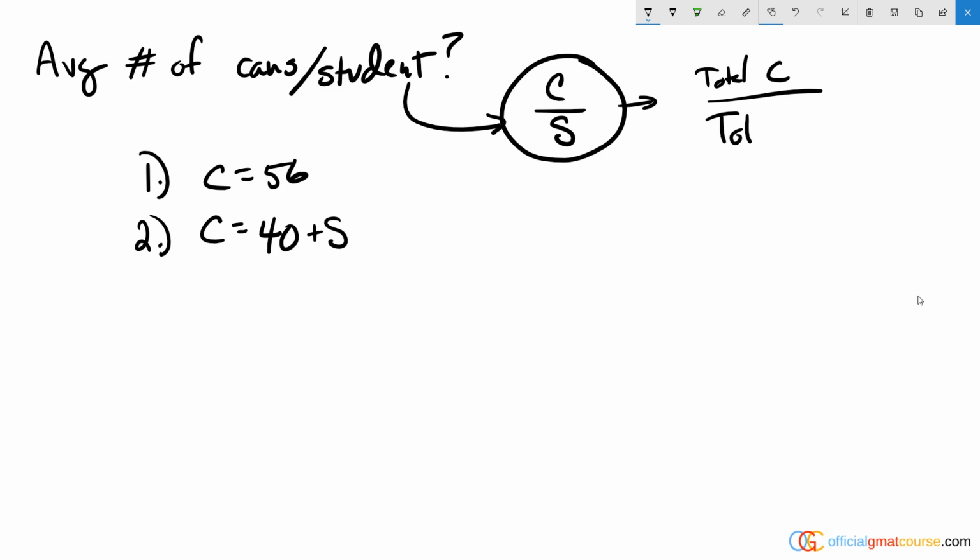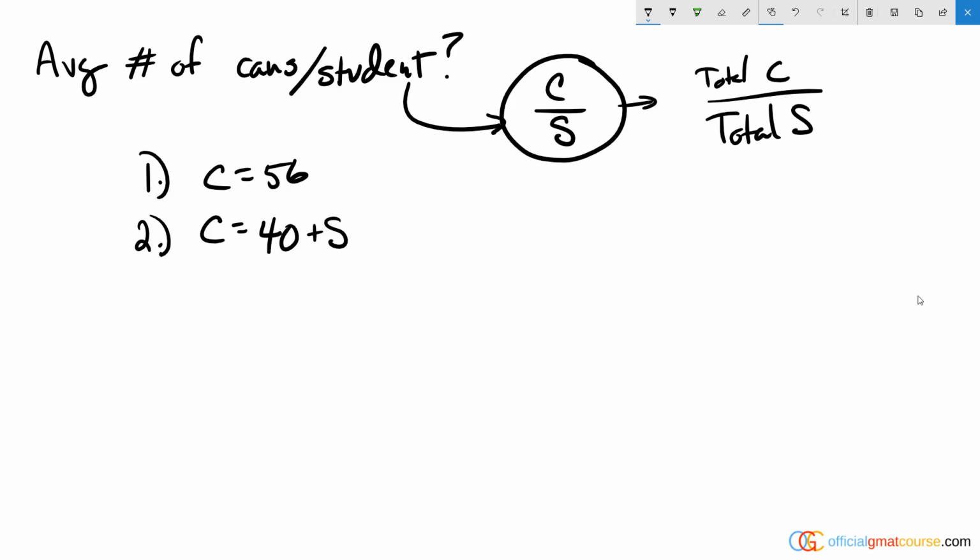Now, the average number of cans per student is the same as the total number of cans over the total number of students. And whenever you're averaging a rate or a ratio, I think it's easiest to think of the total number of the top over the total number of the bottom. And we see this with speed, distance, time equations too. Like the average speed is solved by finding the total distance over the total time. So anyways, if we find the total C and we have the total S, we've definitely got the solution.